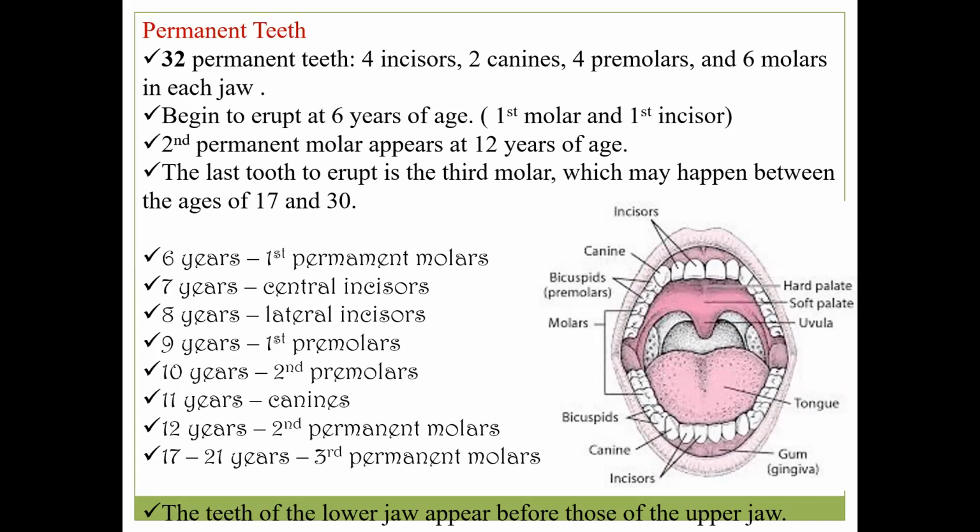So you have to again remember roughly these years of permanent tooth eruption. Around 6 years the first permanent molars, 7 years central incisors, 8 years lateral incisors, 9 years first premolars, 10 years second premolars, 11 years canines, 12 years second permanent molars, 17 to 21 years third permanent molars. So here also the teeth of the lower jaw will appear before those of the upper jaw.